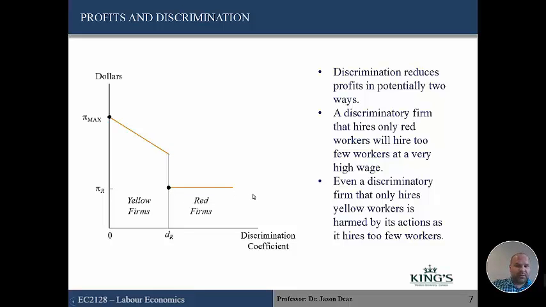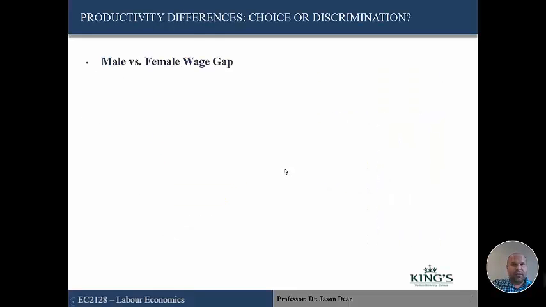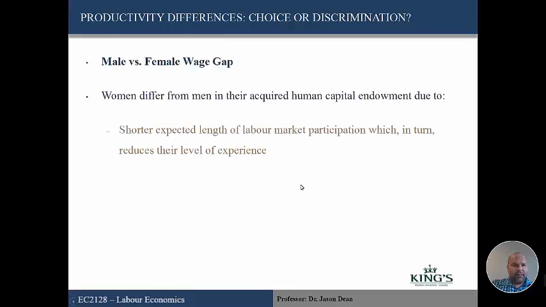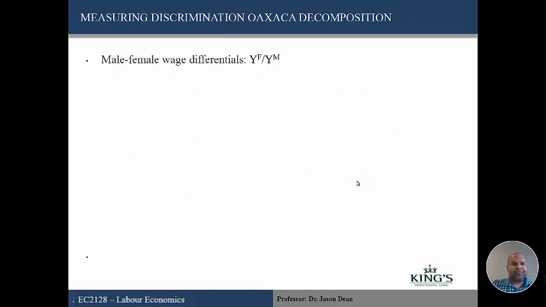Okay, so even a discriminatory firm that only hires yellow workers is harmed by its actions as it hires too few workers. Now let's talk about the male versus female wage gap. Women and men differ in terms of their acquired human capital. Women will tend to sometimes have lower experience levels because they leave the labor market to have children. They tend to have a higher turnover rate, and there are differences in household responsibilities. So there's a difference in the turnover rate between men and women.